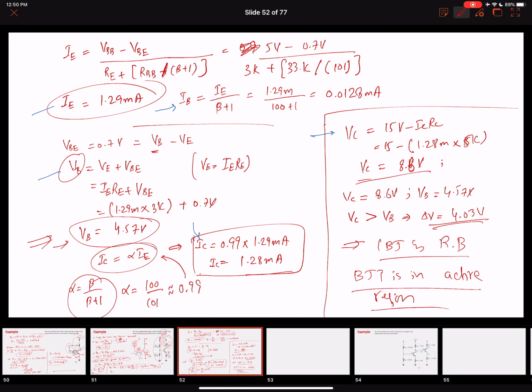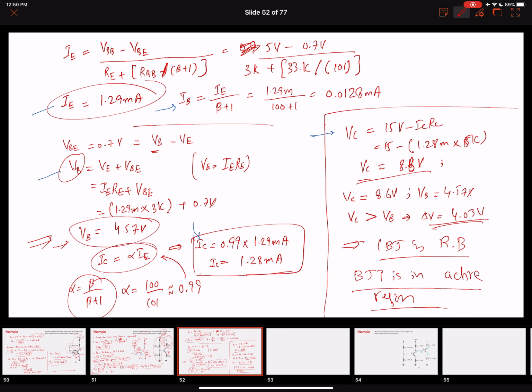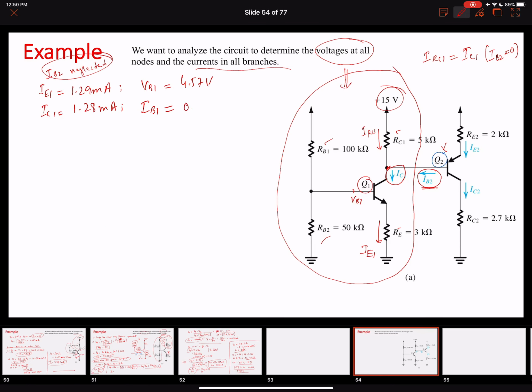4.57. The voltage at the base terminal will be 4.57 volts, right? So this is the voltage at the base, VB1. And then what is the value of the base current, IB1? The value of the base current will be equal to 0.0128 milliamperes.